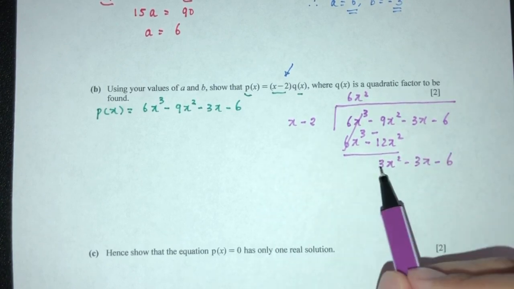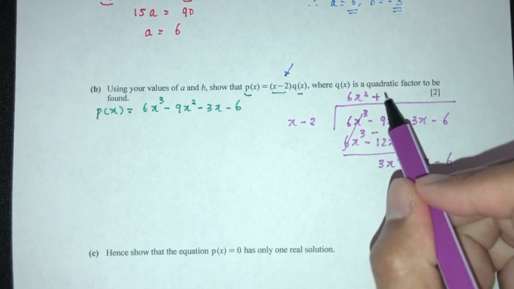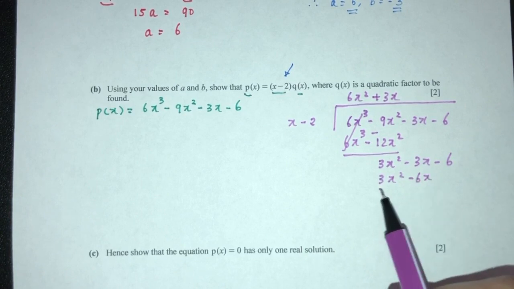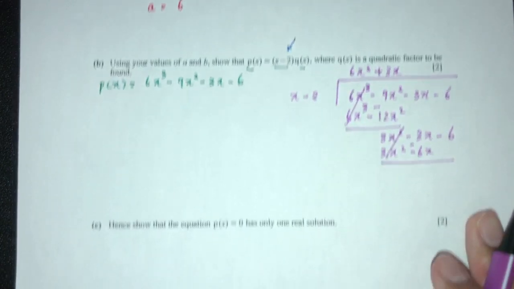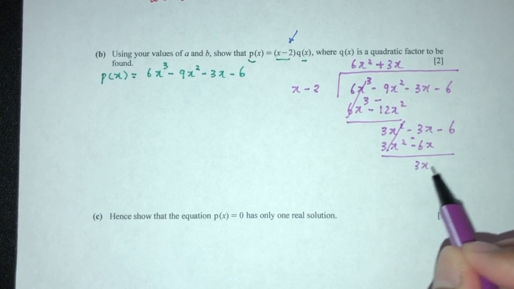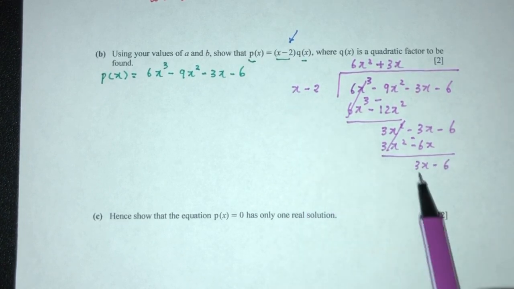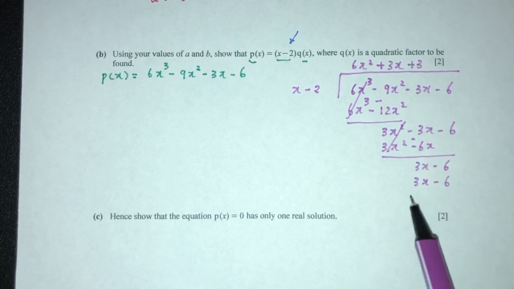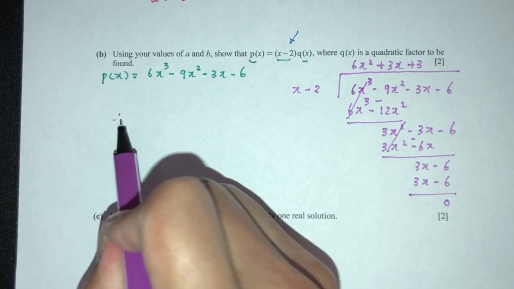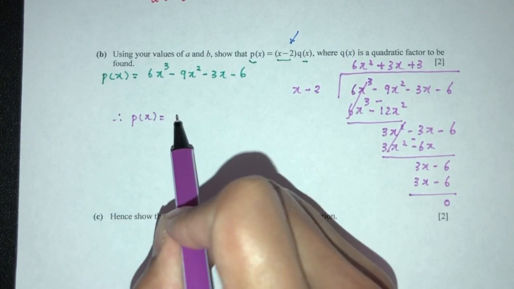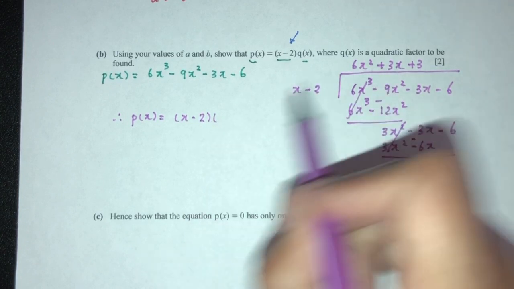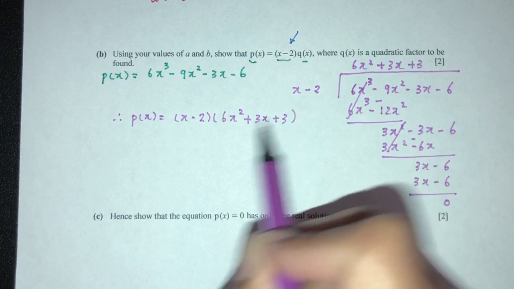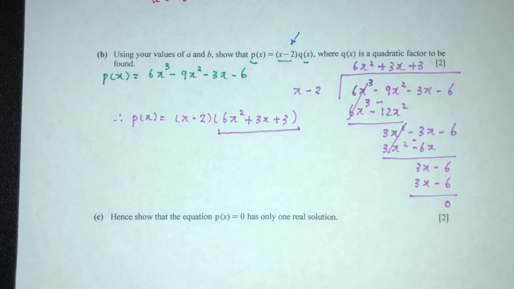Now to make x become 3x squared, you have to multiply by plus 3x. That will become 3x squared minus 6x. That will go away. Now minus 3 plus 6 will become 3x minus 6. Now my x to become 3x have to multiply by plus 3. That will become 3x minus 6. So the remainder will be 0. So here you have p of x have to be x minus 2 times the quotient, and that will be your value for q of x, which is a quadratic function.